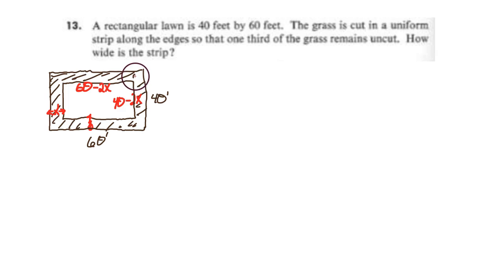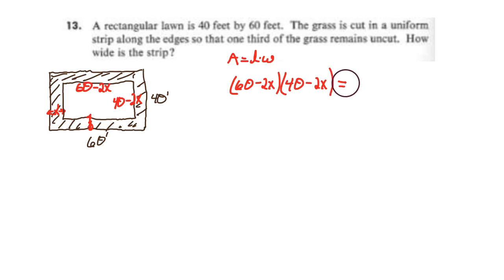We're told that 1/3 of the grass remains uncut. So the area of the inner rectangle is 1/3 of the original area. Let's make an equation for this. We know the formula for area of a rectangle is area equals length times width. Let's take the length of the inner rectangle and multiply it by the width of the inner rectangle, and set it equal to the known area of that inner rectangle. We are told that that is 1/3 of the original area. The original area would be 60 times 40, or 2,400.